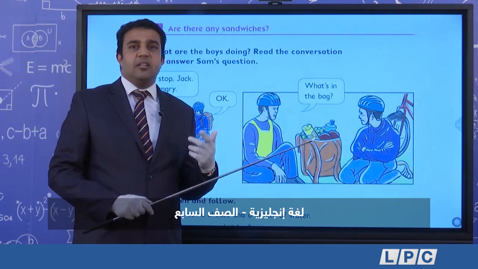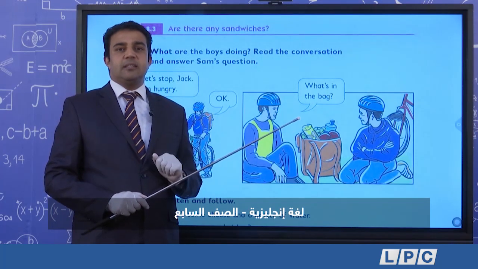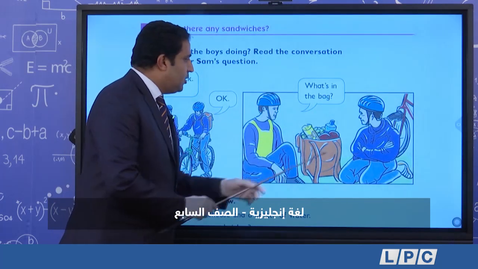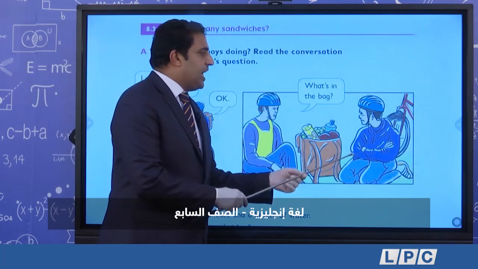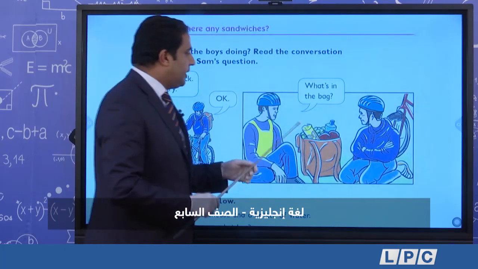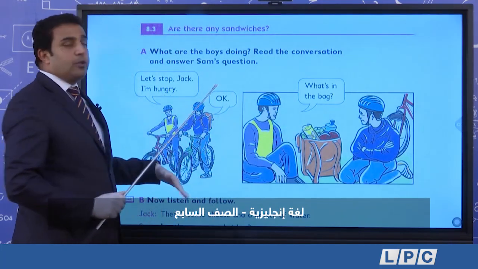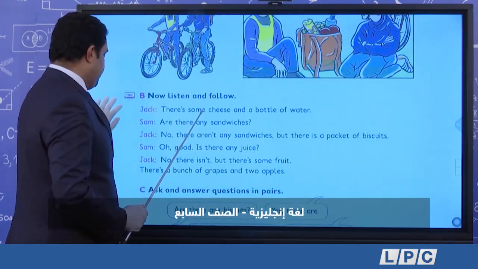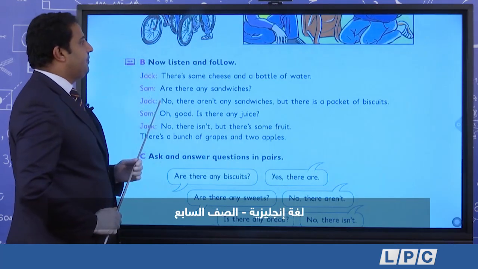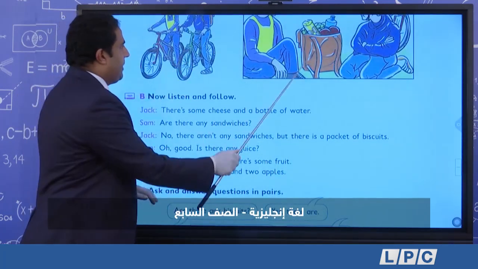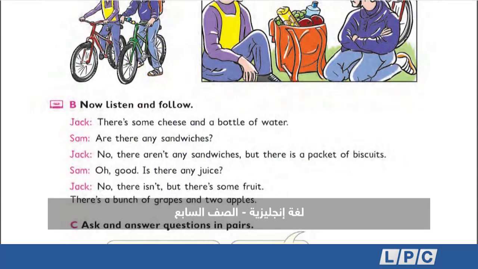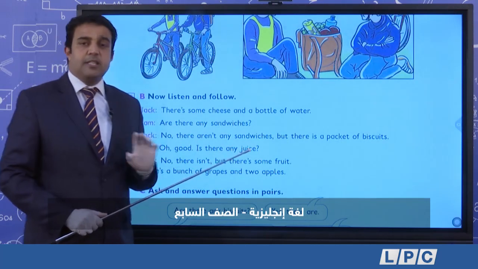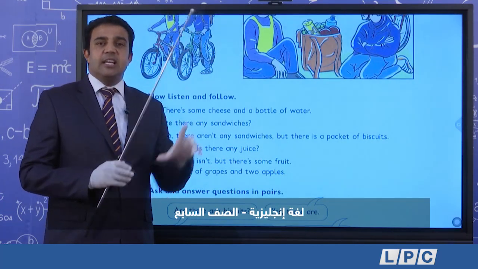What's in the bag? So this is the bag. Sam is asking Jack, what's in the bag? شوفي في الحقيبة, okay? Now this is what we are going to see. Listen to this conversation here, Jack and Sam. Jack: There is some cheese and a bottle of water. There is, يوجد, some cheese and a bottle of water.